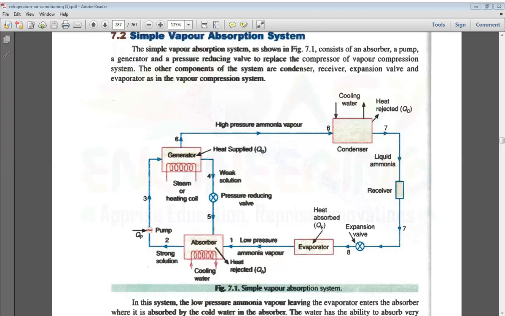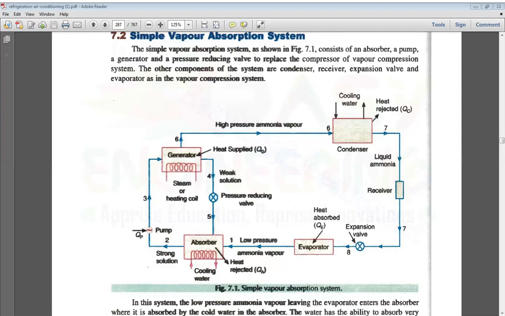In this vapor absorption refrigeration system, we try to completely eliminate the moving parts or noise-producing devices. That is, we are trying to completely eliminate the compressor. It is replaced by a pump, an absorber and a generator. Ammonia is commonly used as the refrigerant in this system. In this simple vapor absorption refrigeration system, let us observe the schematic diagram.